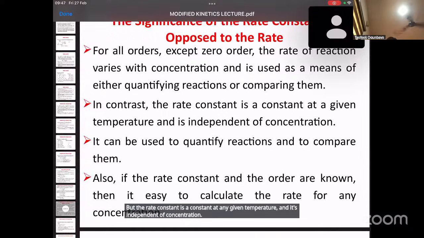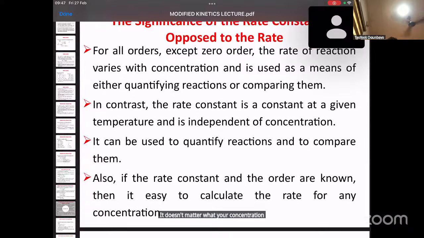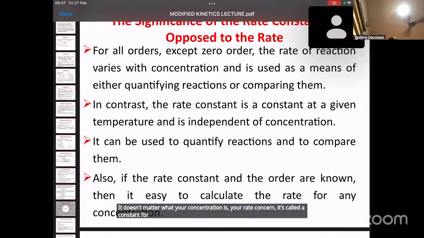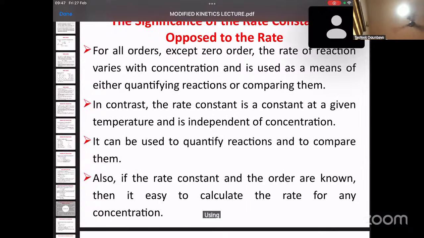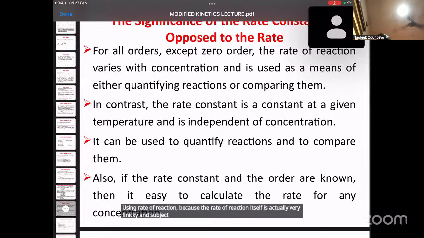It doesn't matter what your concentration is, your rate constant. It's called a constant for a reason. As long as your temperature is constant, your rate constant will be constant at whatever temperature at which you're working. So you cannot compare the behavior using rate of reaction because the rate of reaction itself is actually very finicky and subject to changes in concentration. So you can't be comparing.